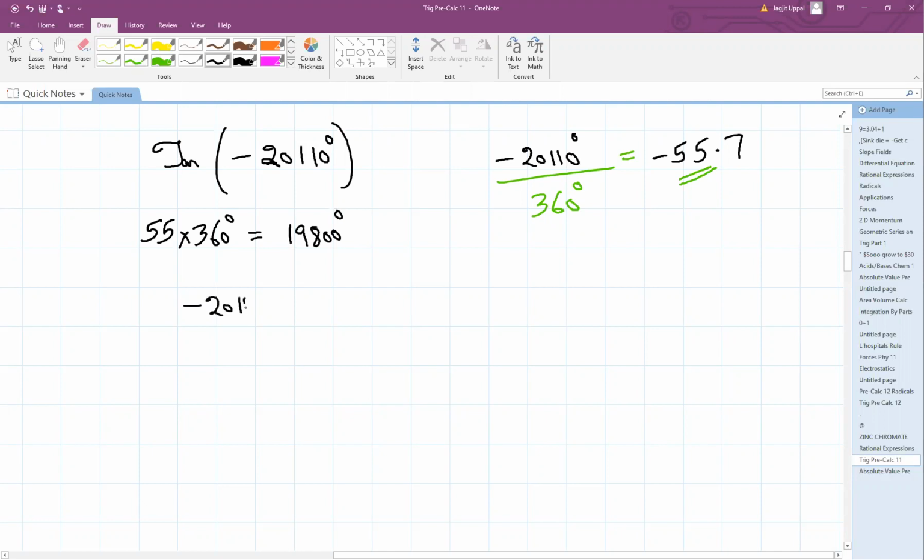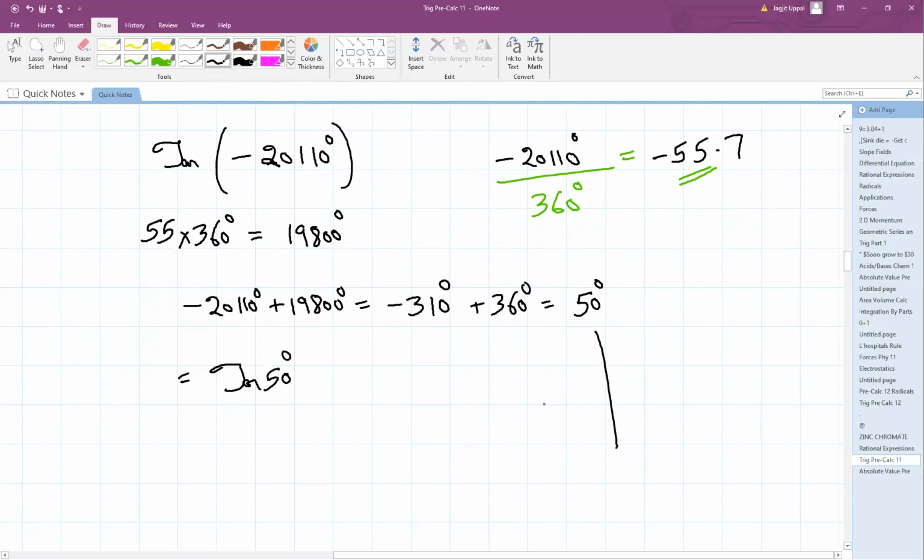All I'm going to do is take this angle and add 19,800 to it. What do I get? Negative 310. Now we just need to add 360 once more to get between 0 and 360. So this is just going to be 50.